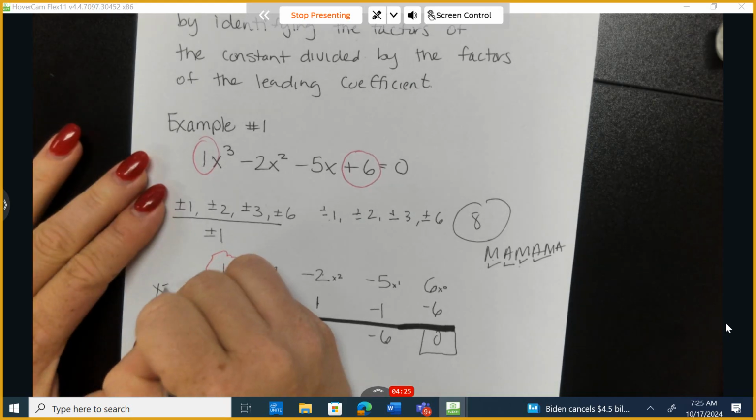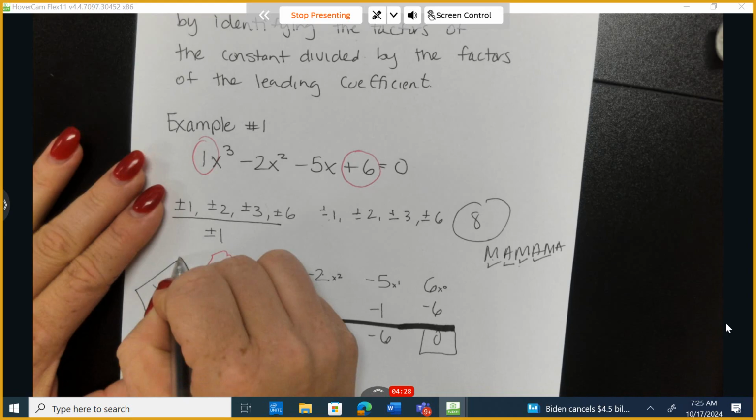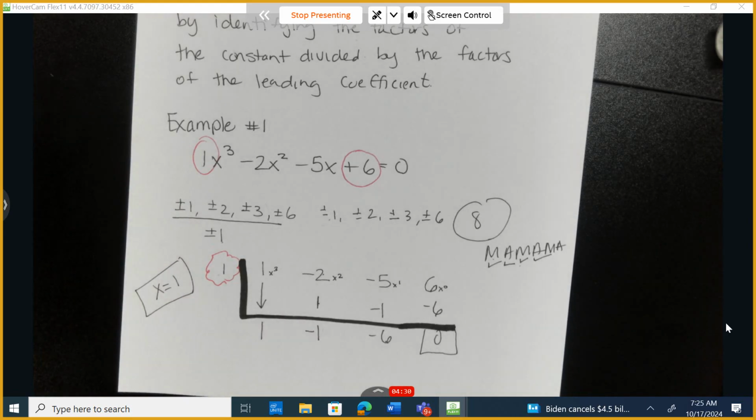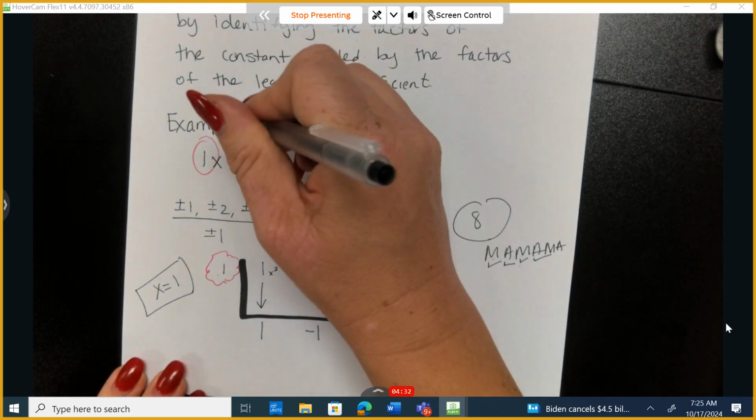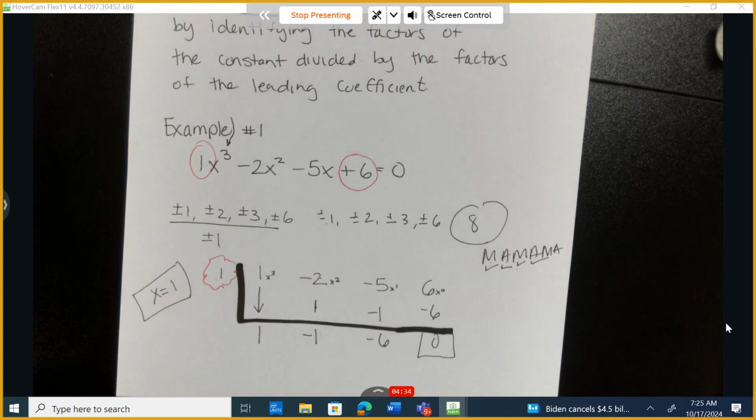So off to the side, I have tested 1 and it works. I'm going to write x equals 1. This represents the possibility of real solutions. So there's the possibility of 3 real solutions, and I'll tell you right now, since we have not learned about imaginary solutions, everything here will be real.